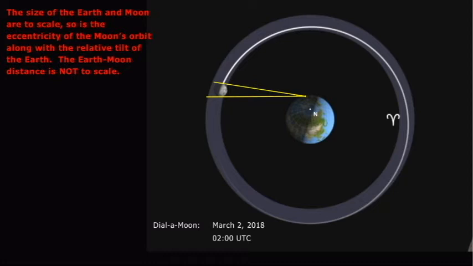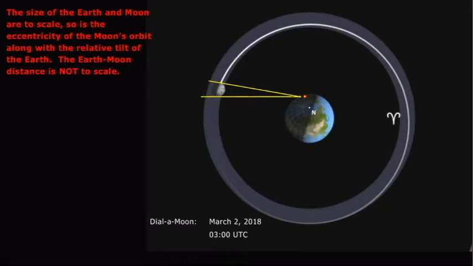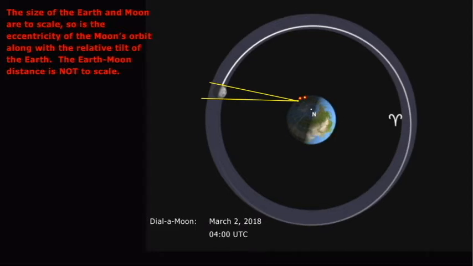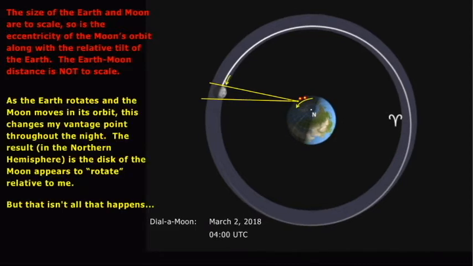But this happens because as the night progresses, as you can see, north is labeled, the yellow and red dot is my position. Previous to the slide, you're going to see the yellow dot with the angle is my present position. But as you can see, as you go through the night, Earth rotates, the moon moves in its orbit. All right? But that isn't all that happens.